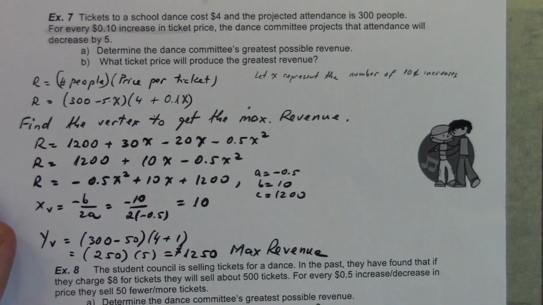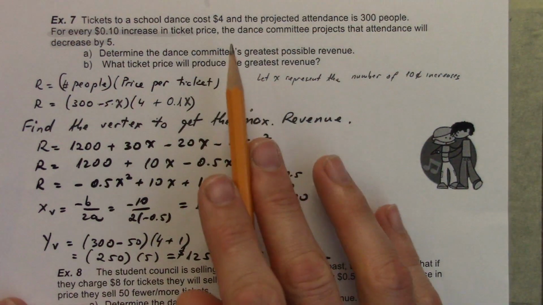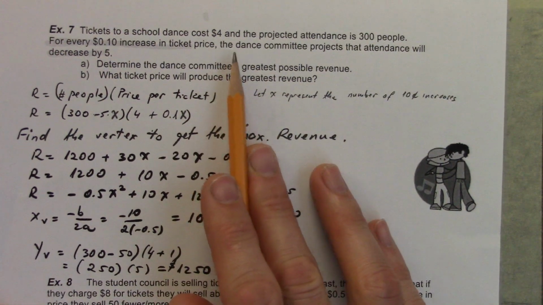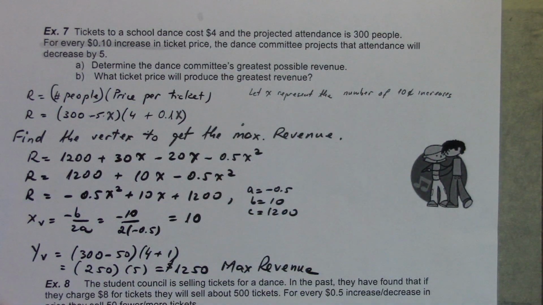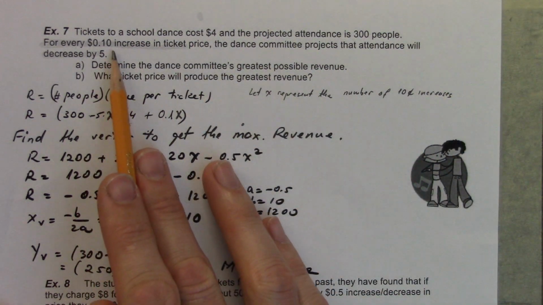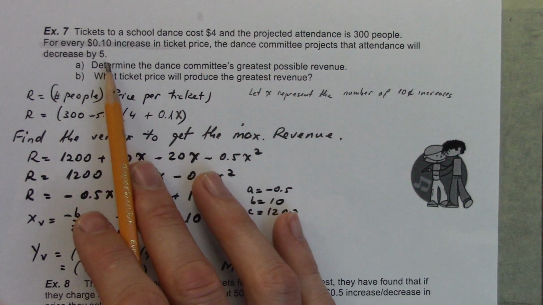Tickets to a school dance. Here's another example of how we may be able to use these equations. We have school dances here at our school. They cost $4. Ours are quite a bit more. And the projected attendance is 300 people. So for every 10-cent increase in ticket price, the dance committee projects that attendance will decrease by 5.